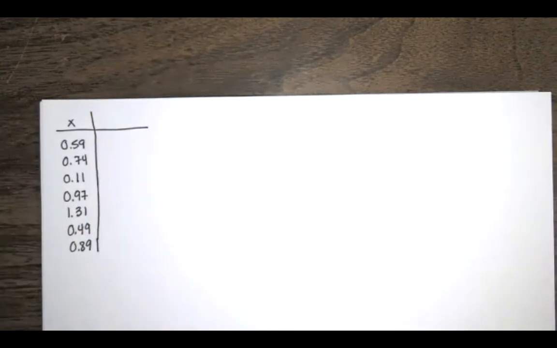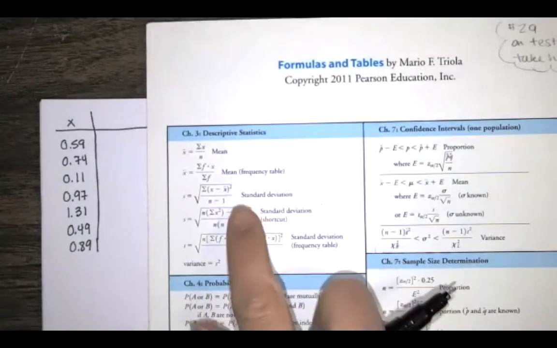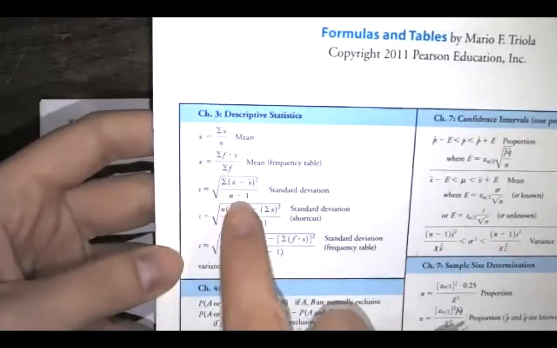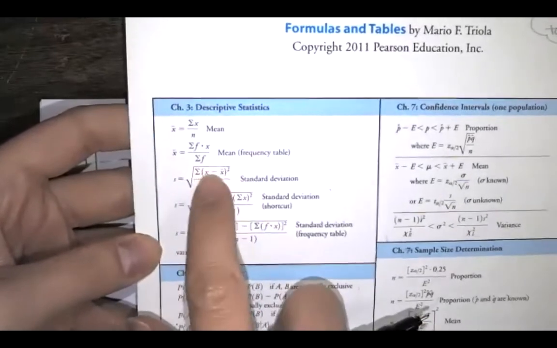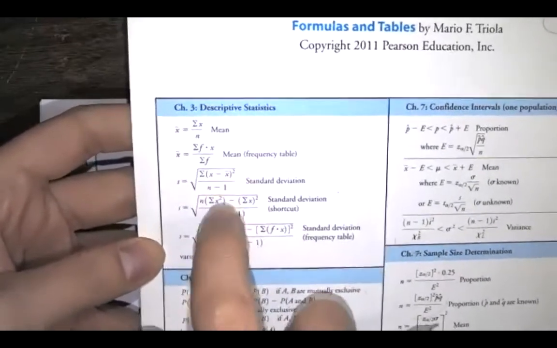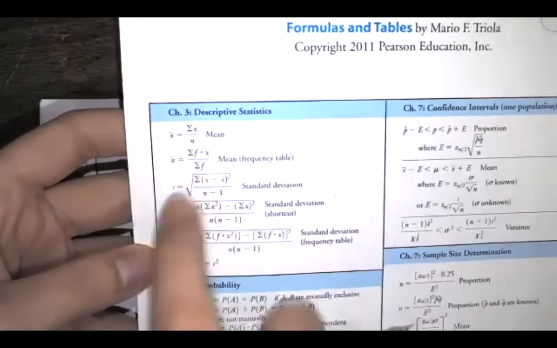For sample standard deviation. Now, if I go here to my table, this is the same table that you'll have access to during your exam. Trying to find that page that has the formulas on it. There it is. Okay, right here, we've got formulas for standard deviation. This is the one that probably makes the most intuitive sense. You take x and you subtract the mean. That's a deviation from the mean. You square those. And then you divide by the sample size minus 1, and you take the square root.